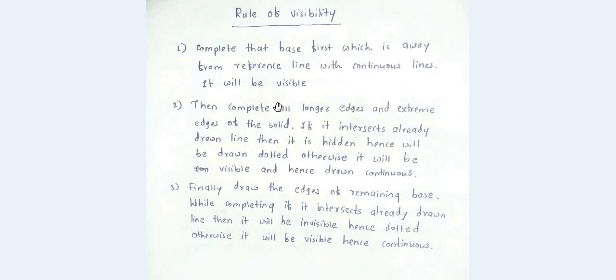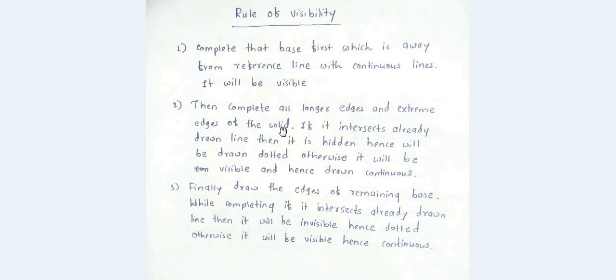And this rule of visibility consists of 3 steps. In the first step, complete that base first which is away from the reference line with a continuous line, it will be visible. So for a prism, we know that there are 2 bases, and while joining, that base will be completed first which is away from the reference line in the previous view. Now how to complete that we will see in the problem, but this would be the first step. We will not complete any base randomly, we will complete that base which is away from the reference line in the previous view.